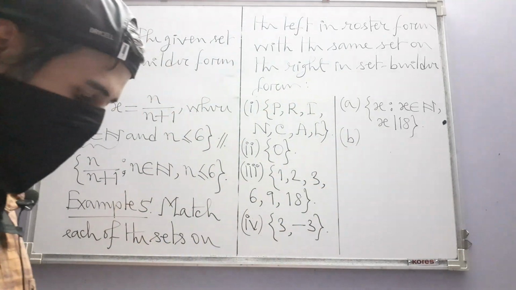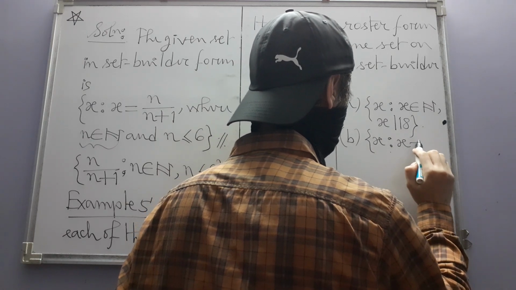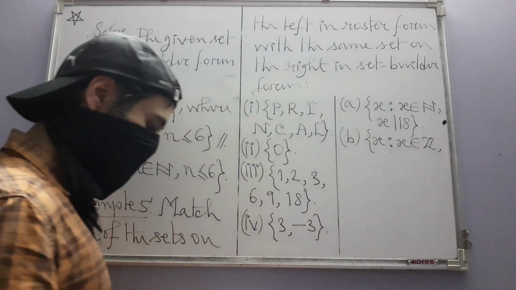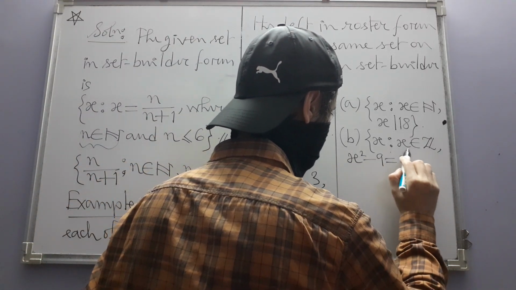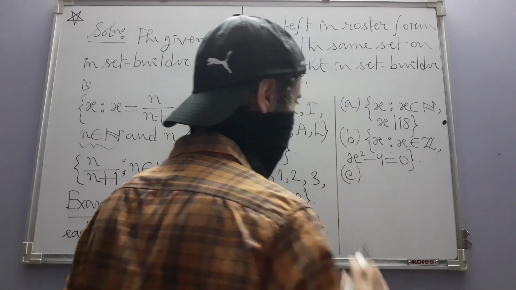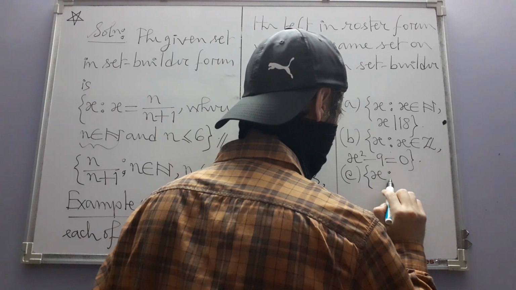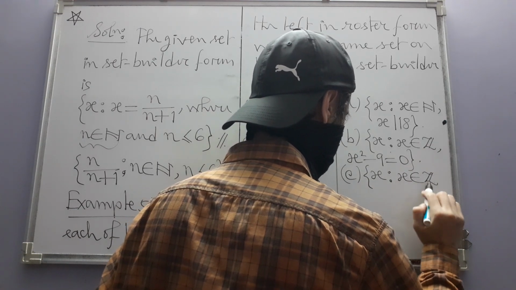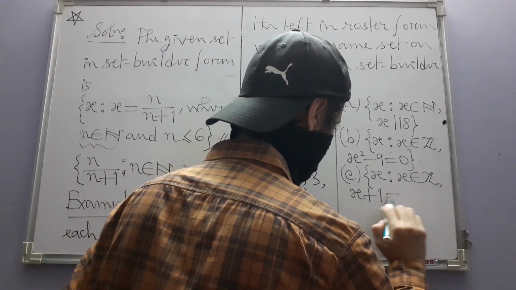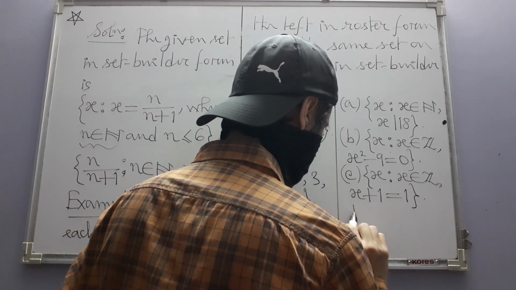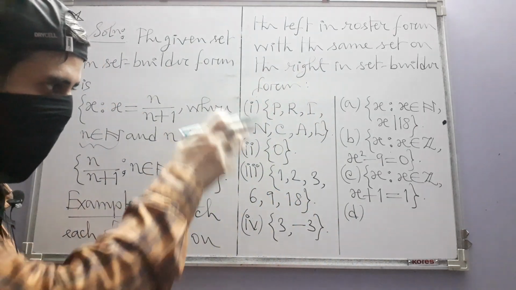B, x such that this and x squared minus 9 is equal to 0. The third one is the set of all x such that x is an integer and x plus 1 is equal to 1. And the fourth one, because of using symbols, I have been able to write so far without running out of space.